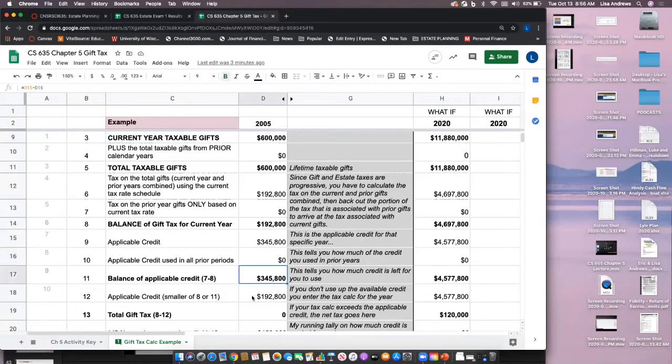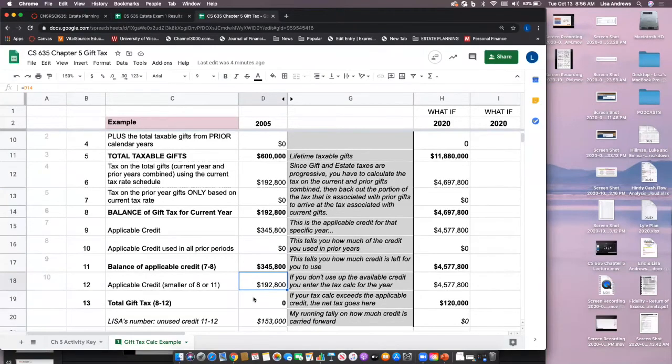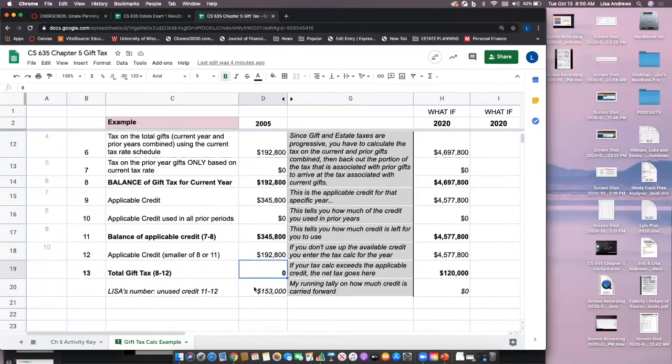So this is how much is available to use of your applicable credit. And because the amount of tax that's owed on this year's gift is less than the applicable credit, that's how much of the applicable credit you're using. So your total gift tax this year is nothing. You used some of your applicable credit to cover your bill. And next year, you'll be able to carry over this 153,000.